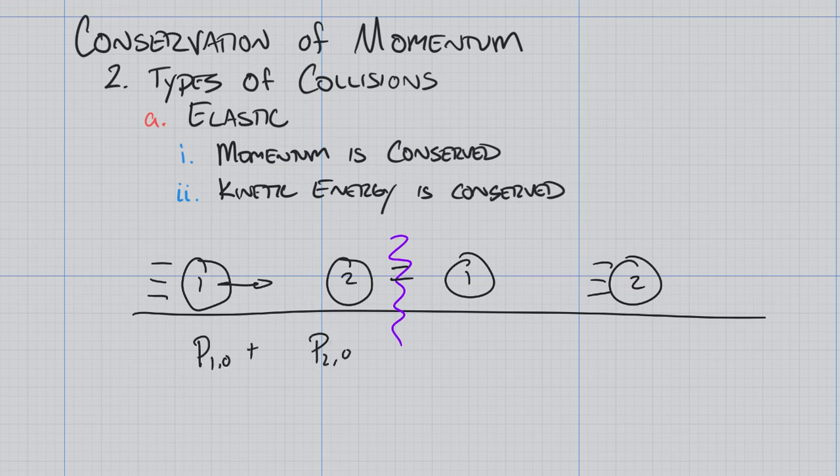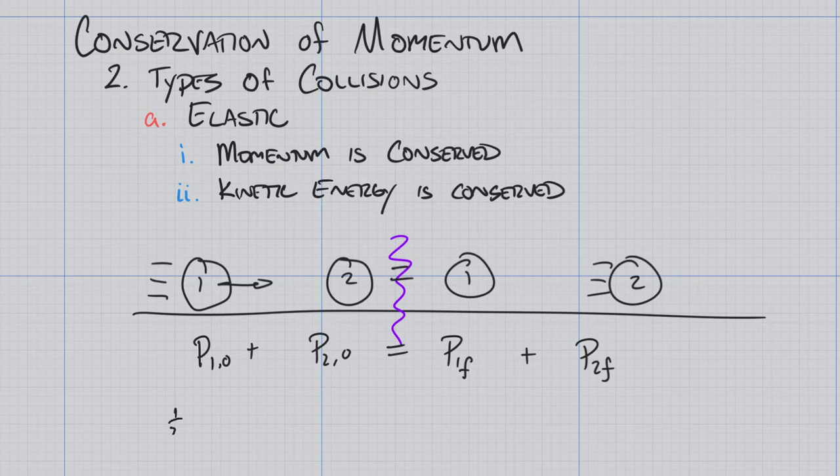of 2 initial has to equal the momentum of 1 final, plus the momentum of 2 final. So that equation has to hold true for the conservation of momentum. Now, if it's elastic, we're also going to have this kinetic energy also going to be conserved.